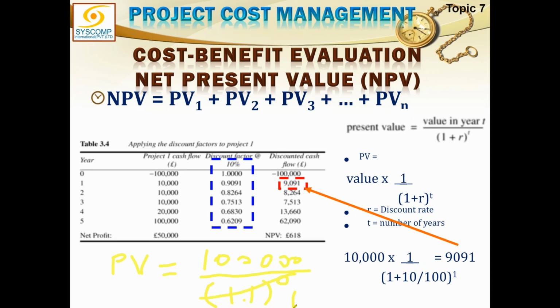It is one. So the 100,000 rupees I'm investing today is 100,000 rupees, because that is lying in my pocket. That is with me. It is 100,000 rupees today. Year zero, it is 100,000 rupees. And then I'm investing, so this value is negative. So the present value of my investment is equal to the same value, which is minus 100,000. Got it?